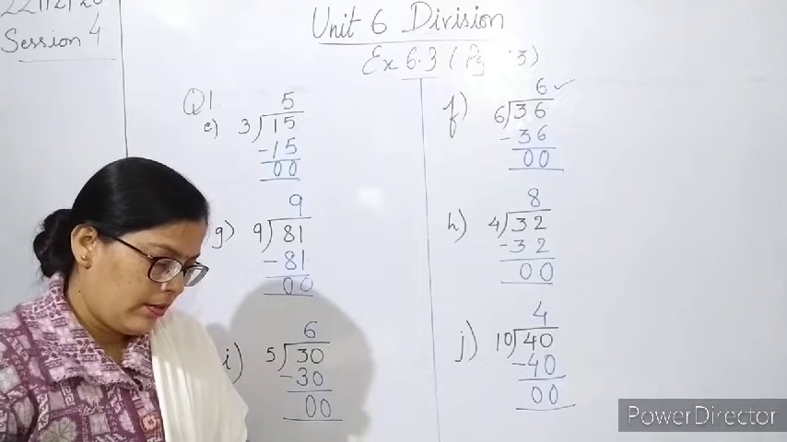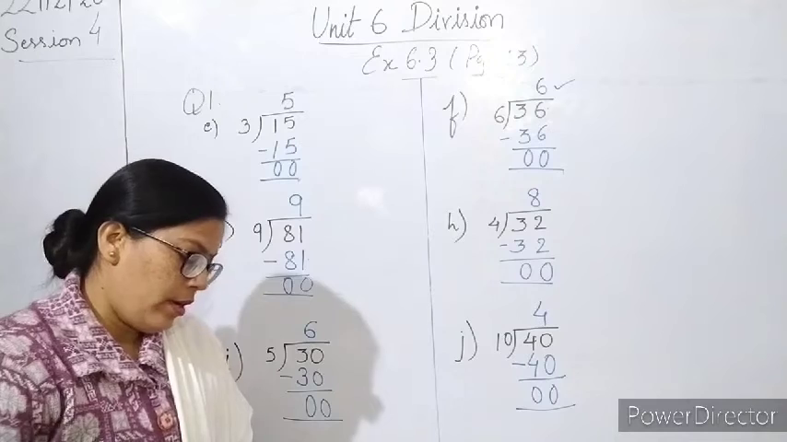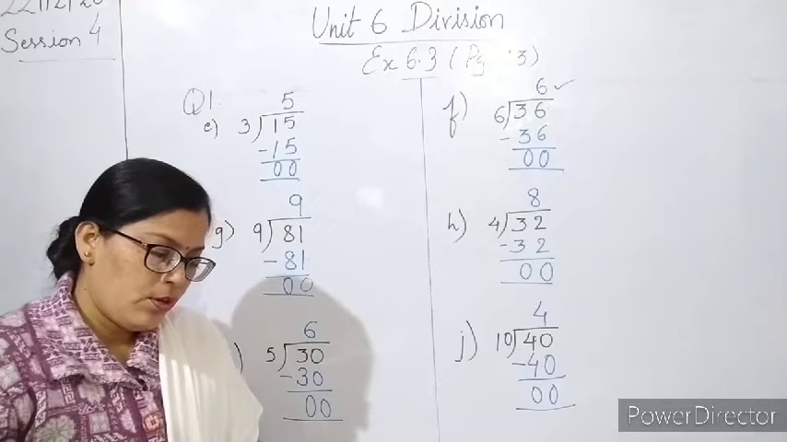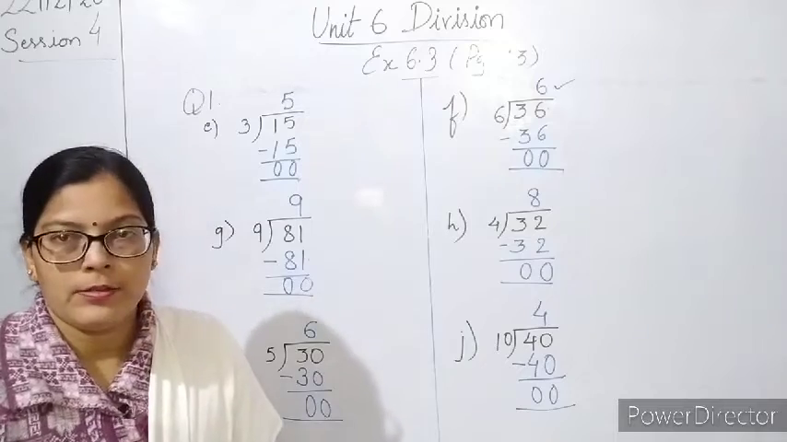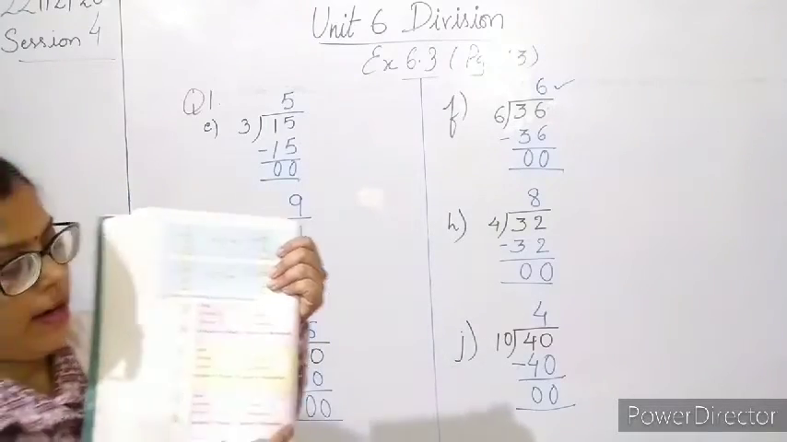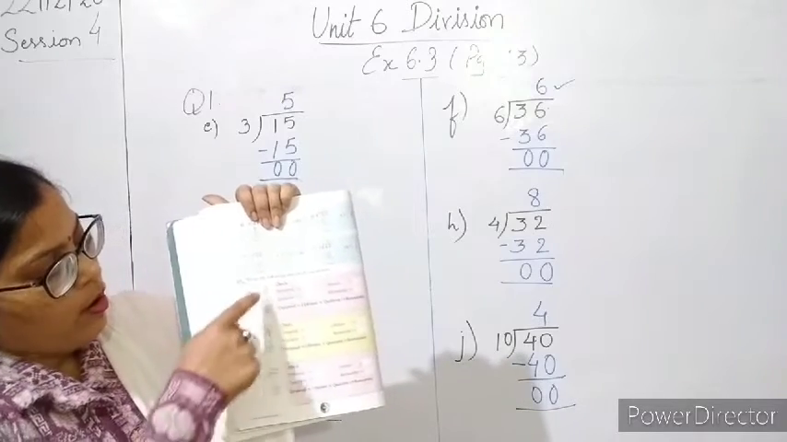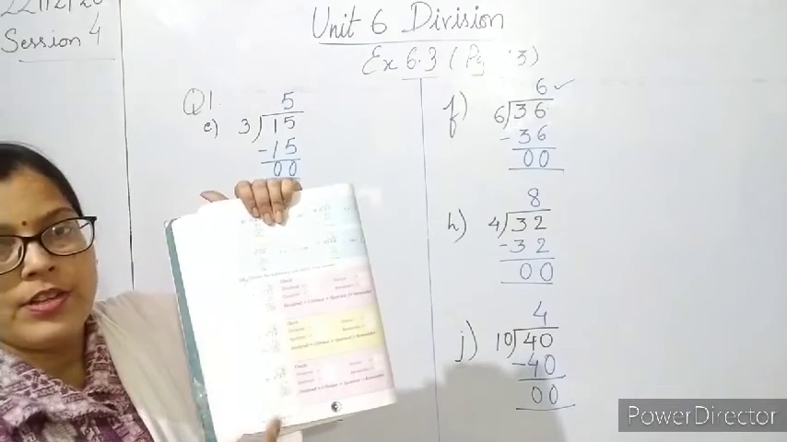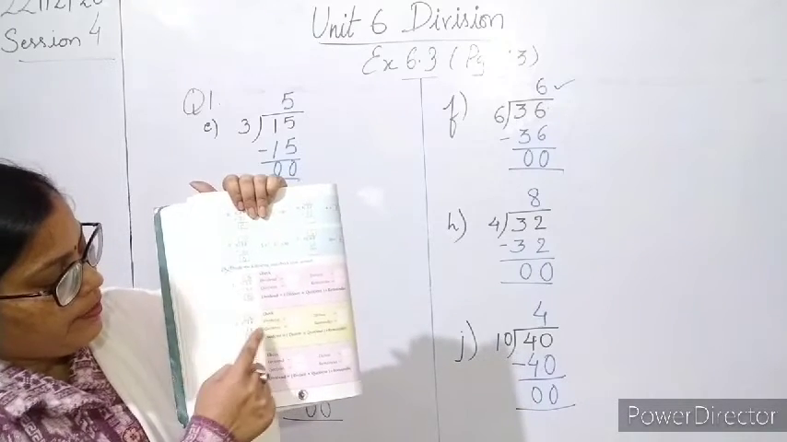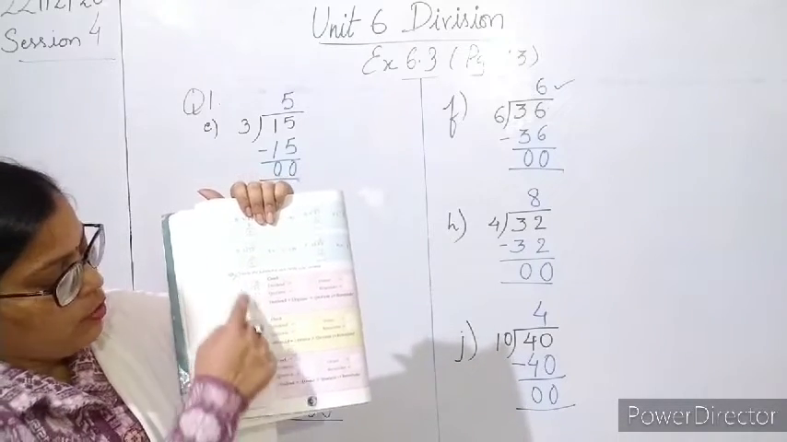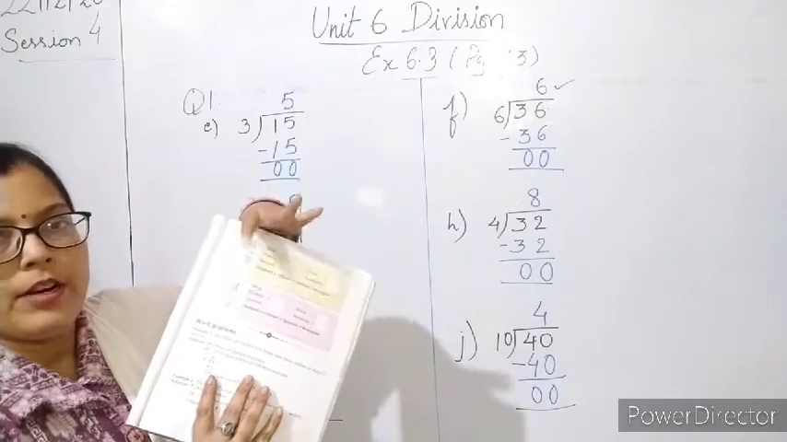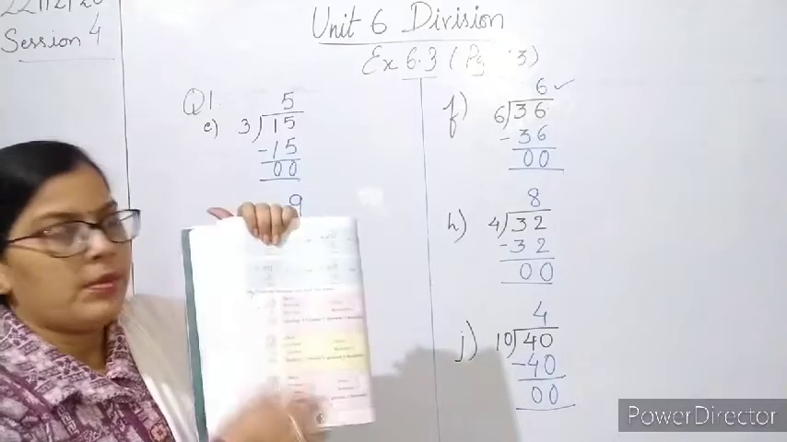Or else you can also take the numbers of question number 2. In question number 2 you have to divide and check your answer. So just cross this check yourself part. Just try all these divisions which are given here. 35 divided by 7, 18 divided by 3. Just do all these questions. 1, 2, 3, 4 and 5. There are 5 questions in this question number 2.